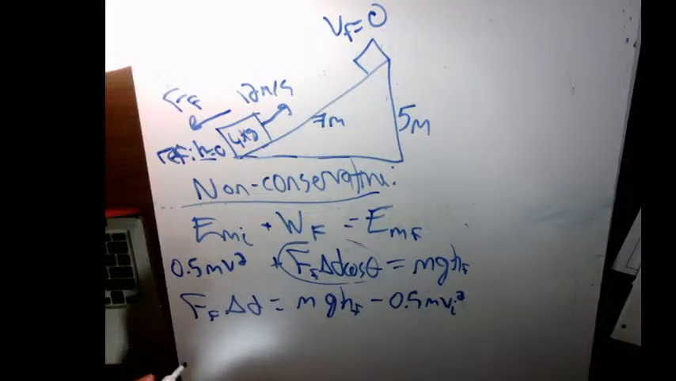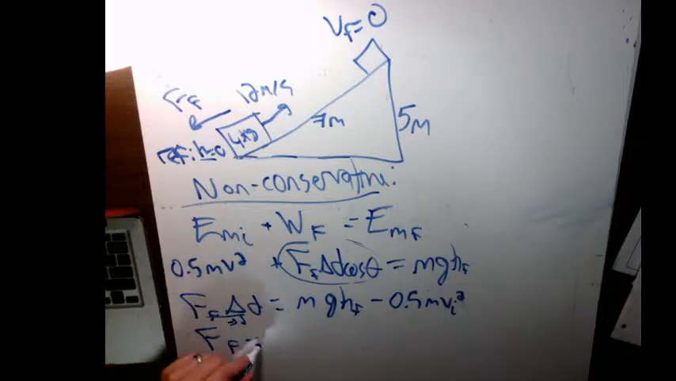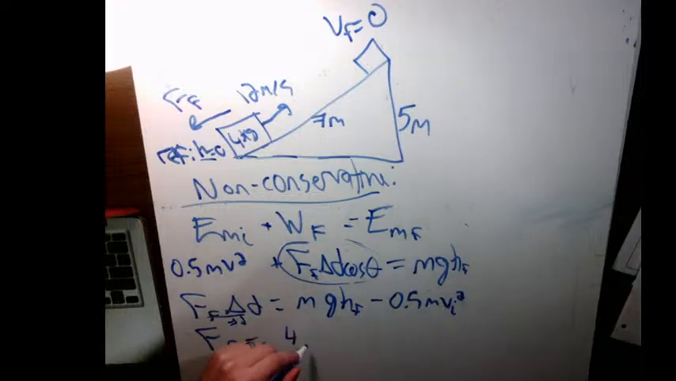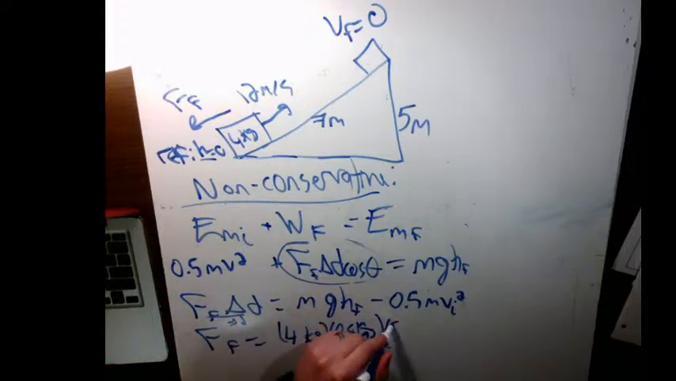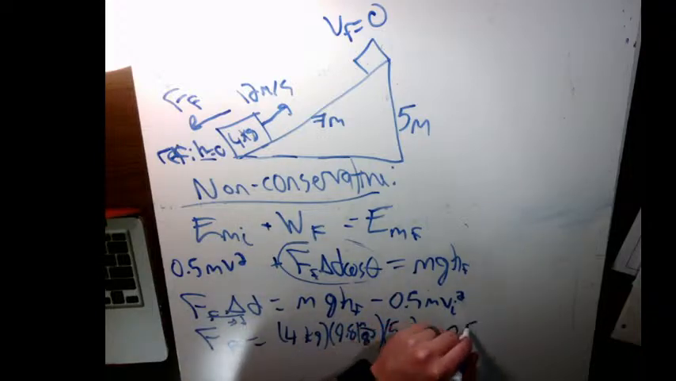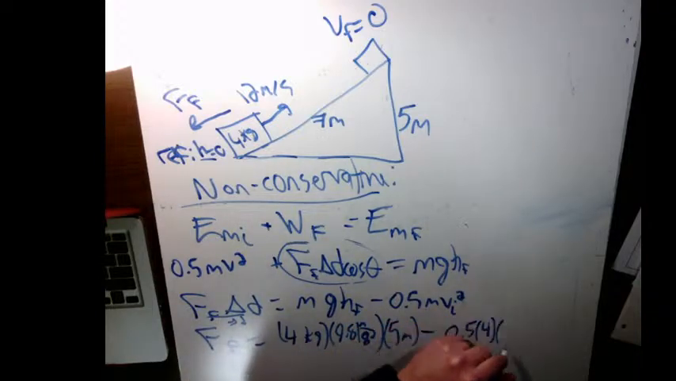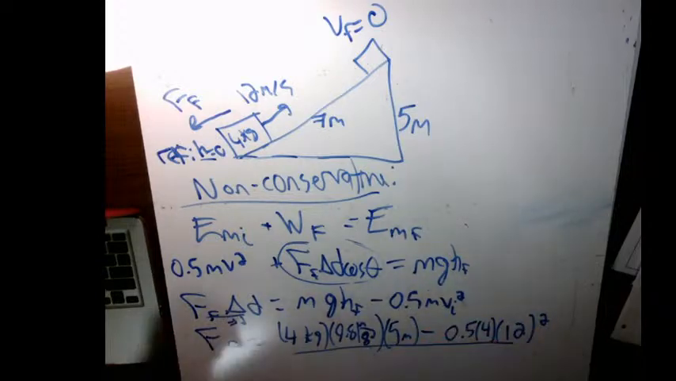All right, let's throw in our numbers. We'll just divide this by displacement. Force of friction is equal to our mass of 4 kilograms, 9.81 meters per second squared, and a height of 5 meters, minus half of mass times velocity squared, 12 meters per second, divided by that displacement where friction is acting over.